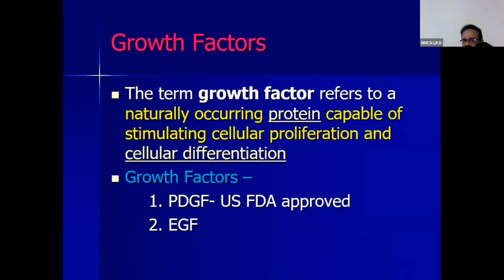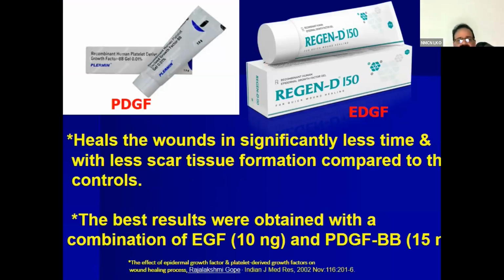Then come the growth factors. They are naturally occurring proteins which are capable of stimulating cellular proliferation and cellular differentiation. There are a number of growth factors, and these two are more important. USFDA has so far approved only platelet-derived growth factor and epidermal growth factor. Examples are Plarmin, which is PDGF, and Regen-D, which is EGF, that is, epidermal growth factor.